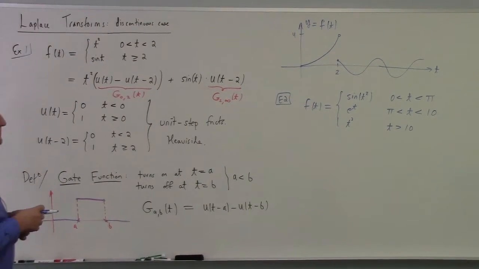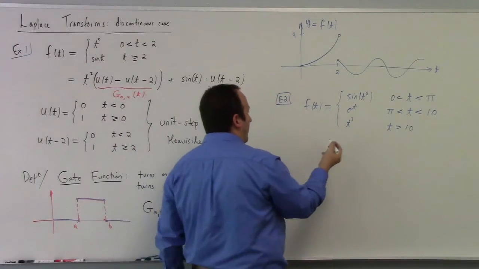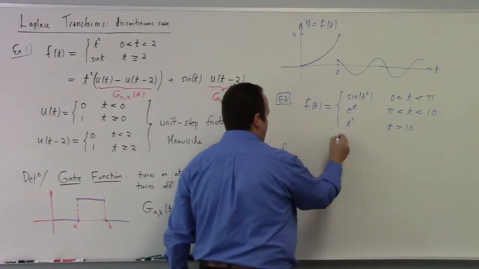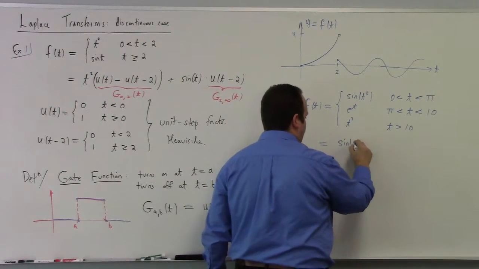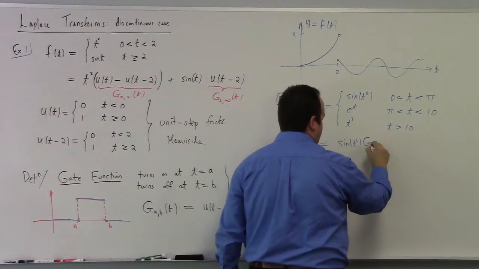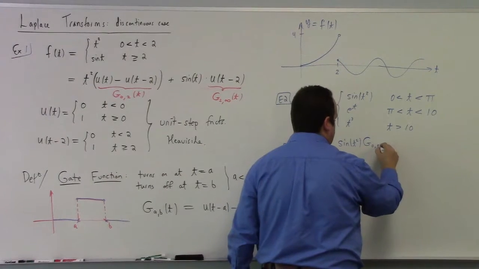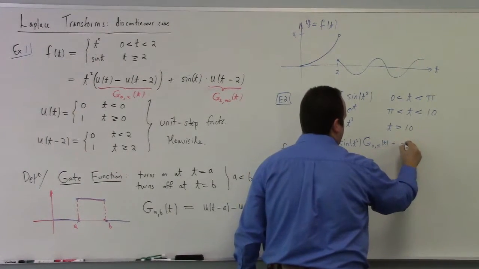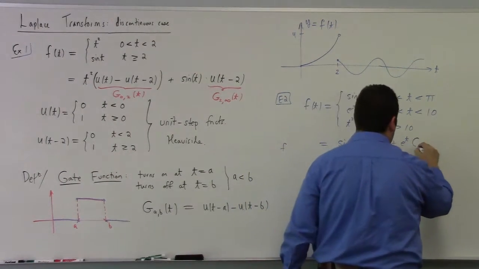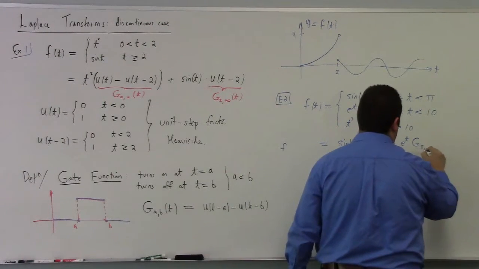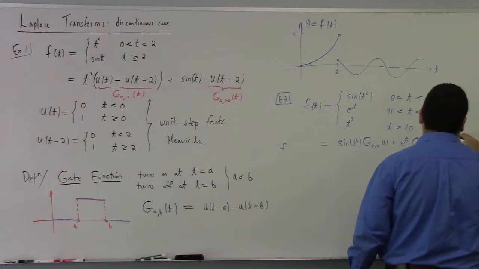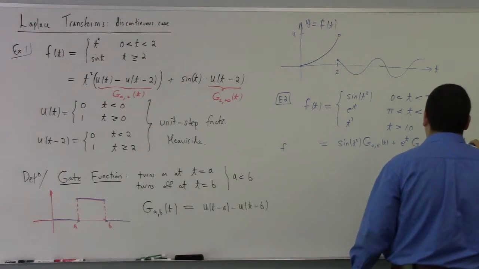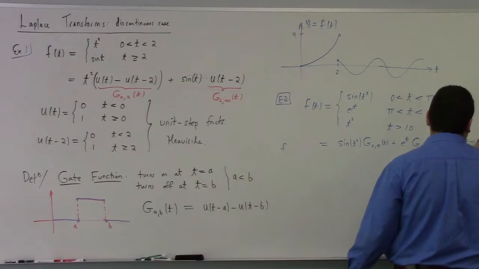All right, so here we go. F of t, well, I just do it here. So what we want is sine of t squared times the gate function from 0 to pi, plus e to the t times the gate function from pi to 10, and then plus t cubed. And I'll just write it in terms of the unit step function of t minus 10, right?